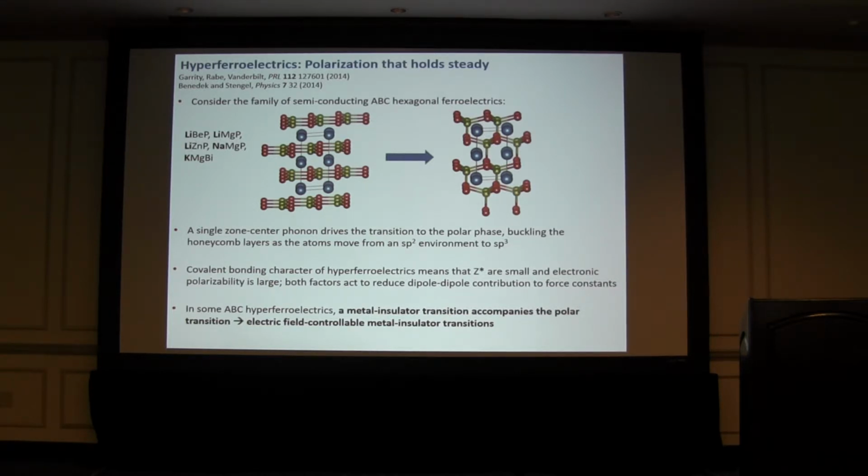In these materials, they're more covalent than your typical perovskite. That means that their Born effective charges are smaller and their electronic polarizabilities are larger. Both of those things act to reduce the dipole-dipole contribution to the force constants. And in some of these materials, which they call hyperferroelectrics, a metal-insulator transition accompanies the polar distortion, suggesting that there is some kind of coupling between the states that drive the polar distortion and the electronic structure of the Fermi level.